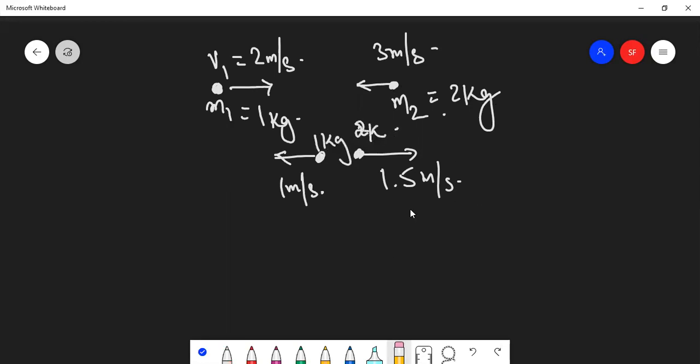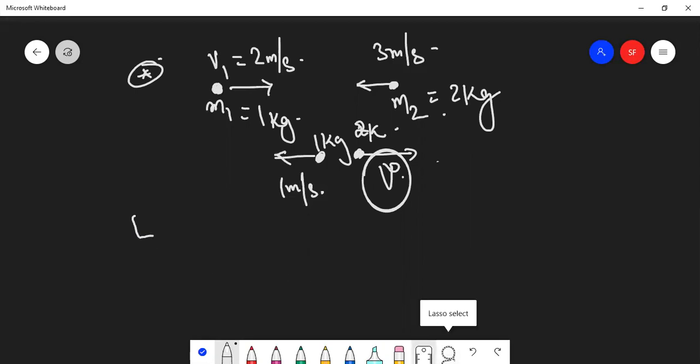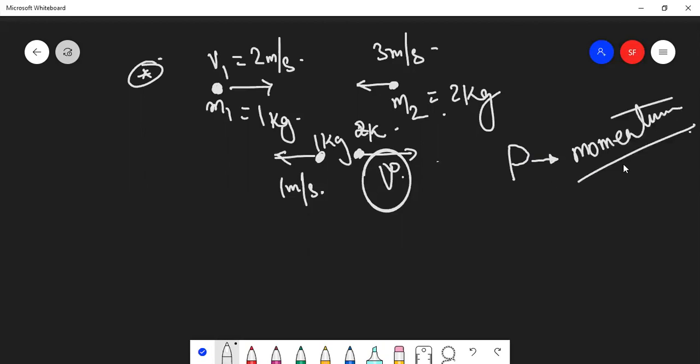Now let's assume we don't know this velocity. If I were to ask you to calculate the direction and the value of this velocity, how would you do that? Using the conservation law. What is it called? Not conservation of energy. Did we do any new quantity? You remember this? What was the P? Momentum. Remember the momentum? What's the formula for momentum?